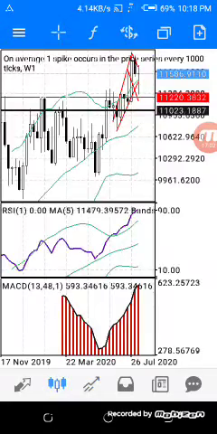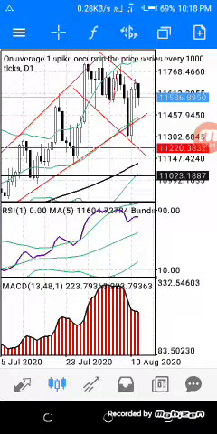Let us go to daily. Daily shows it is bearish. Okay, so I drew the trend line there and I drew a trend line there to show that it's really going down.